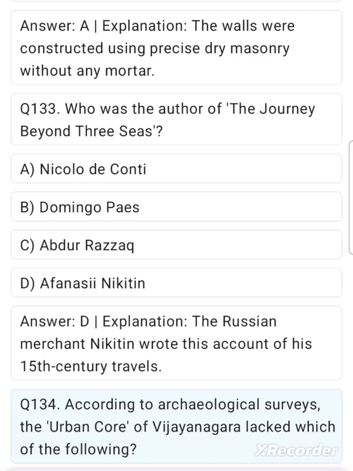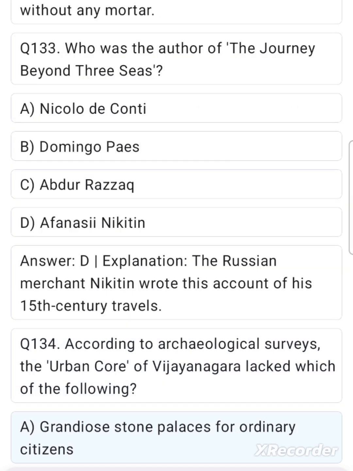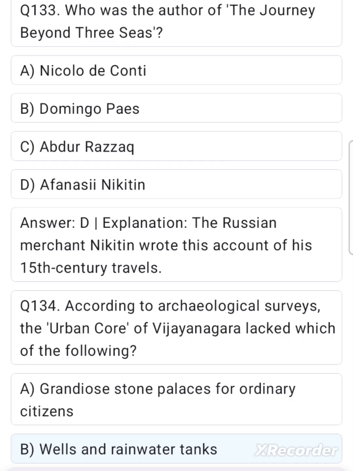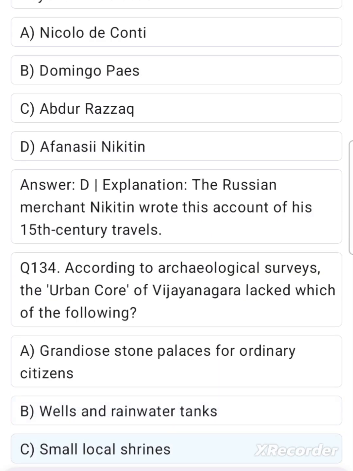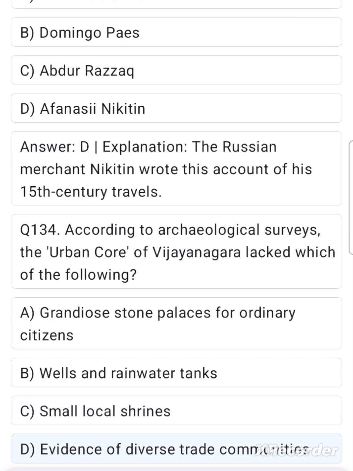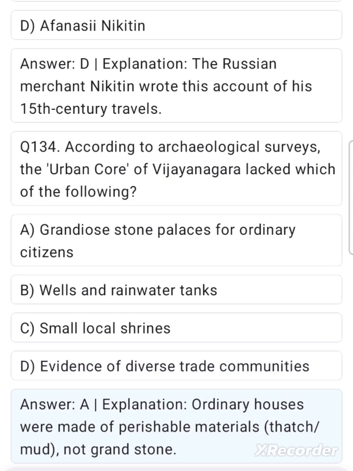Q 134. According to archaeological surveys, the urban core of Vijayanagara lacked which of the following? A. Grandiose stone palaces for ordinary citizens. B. Wells and rainwater tanks. C. Small local shrines. D. Evidence of diverse trade communities. Answer: A. Explanation: Ordinary houses were made of perishable materials, thatch, mud, not grand stone.